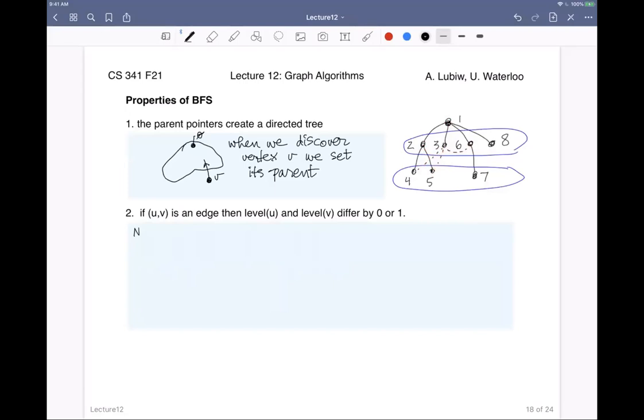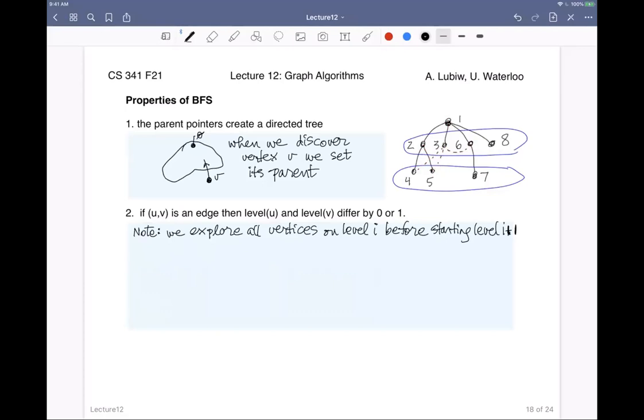The first thing to note is that the way that Q works in the breadth first search is that we explore all the vertices on one level before we start on the next level. So we explore all vertices on level I before we explore anything on level I plus 1. Let me put it explicitly: before starting level I plus 1.